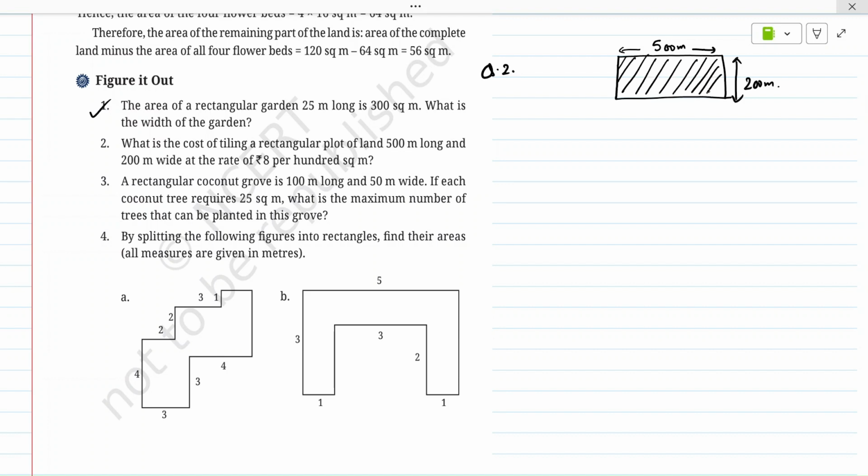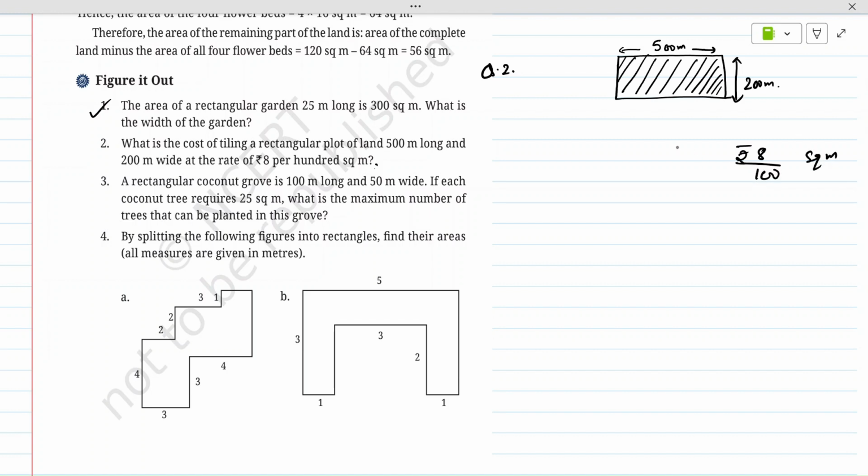So that means this whole area needs to be covered with tiles. Okay, this is the first thing. And then what we have to do is find the cost of tiling this at the rate of rupees 8 per 100 square meters. So if we have to tile this whole area, it has to be done at the rate of rupees 8 per 100 square meters.